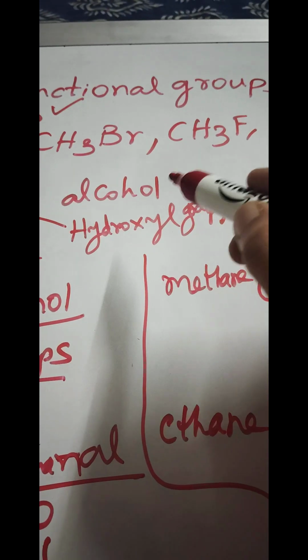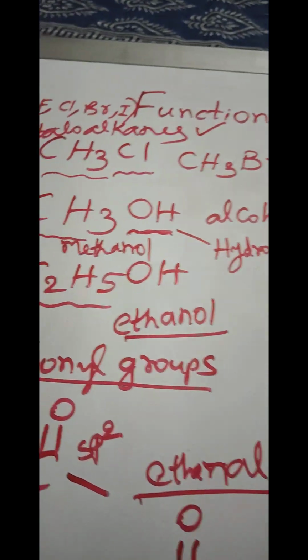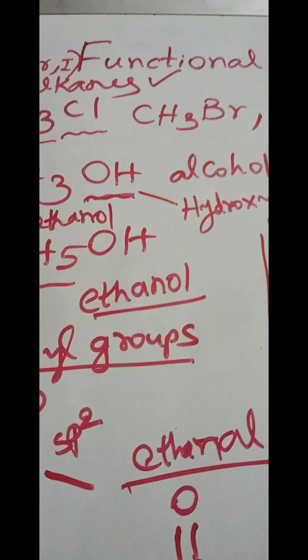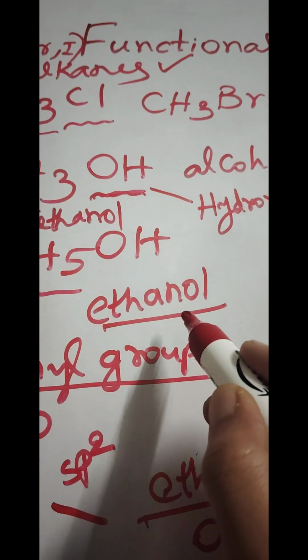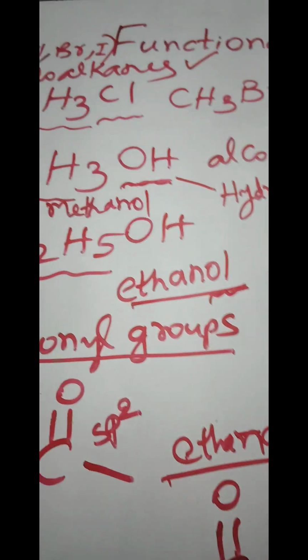Okay, now next, if there is an OH functional group, that is a hydroxyl group, present in the molecule, such molecules are called alcohols. Whenever an alcohol functional group is there, the name ends with the sound OL, and the rest is the number of carbons. If only one carbon is there, methanol. If two carbons are there, ethanol.